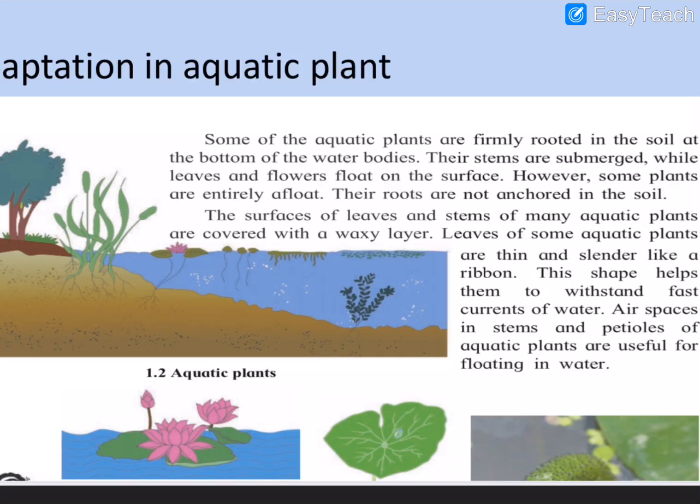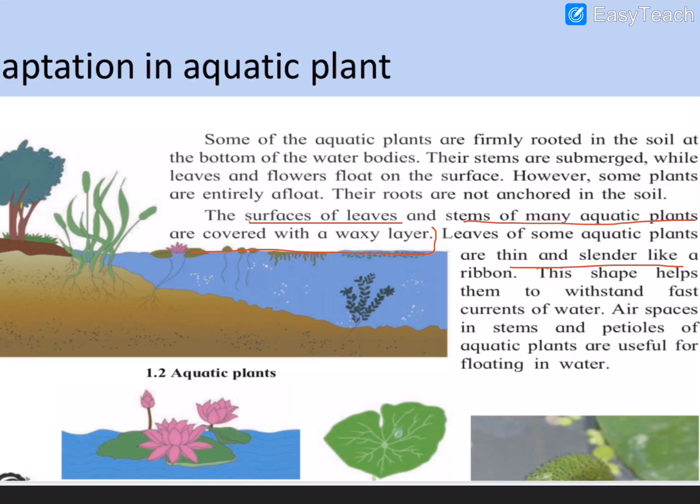So the main adaptation, meaning the change that occurred in aquatic plants, is that the surface of the leaves and stem of many aquatic plants is covered with a waxy layer. The leaves of some aquatic plants are thin and slender like a ribbon. You can see in the image that the surface of aquatic plant leaves is covered with a waxy layer, and the leaves of some aquatic plants are thin and slender like a ribbon. That type of leaves they have.